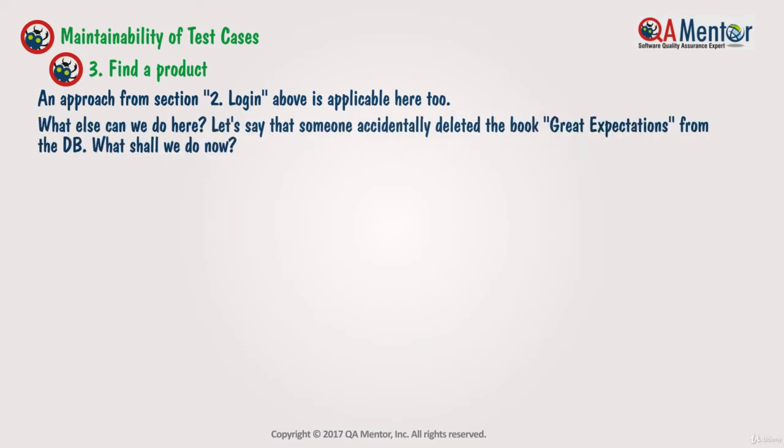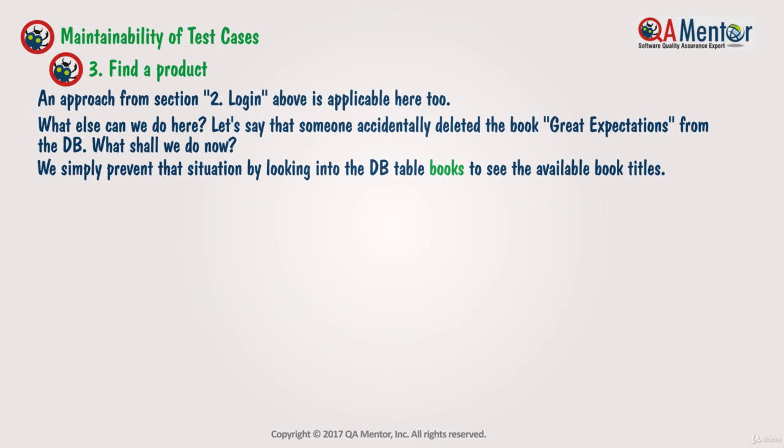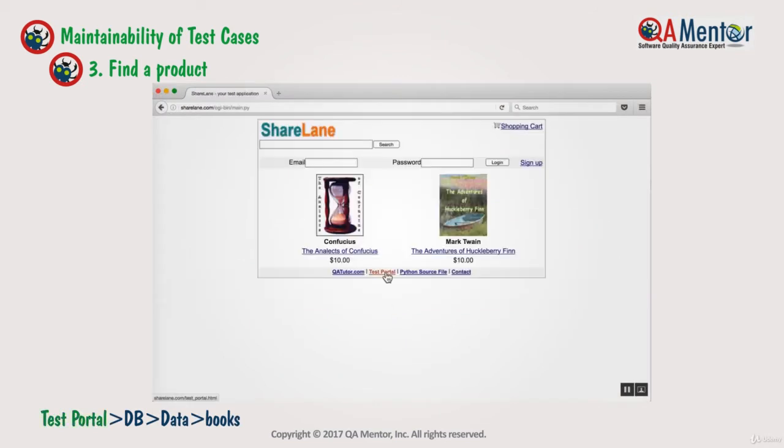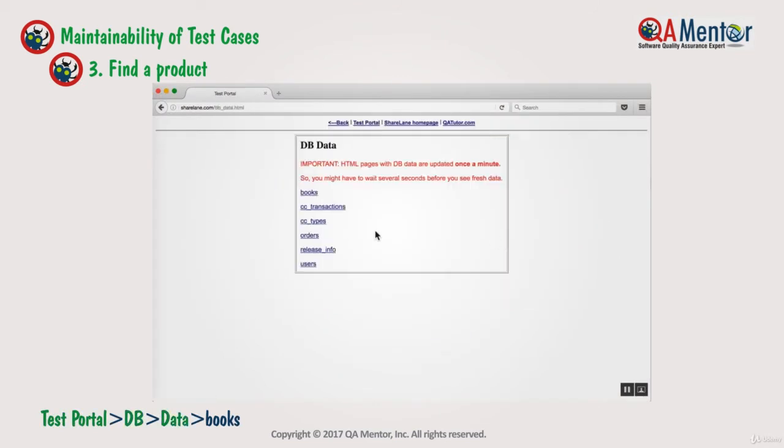3. Find a product. An approach from Section 2, Login, above is applicable here too. What else can we do here? Let's say that someone accidentally deleted the book Great Expectations from the DB. What shall we do now? We simply prevent that situation by looking into the DB table books to see the available book titles. Test Portal, DB, Data, Books.